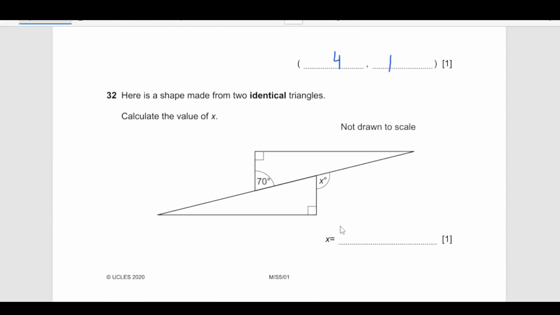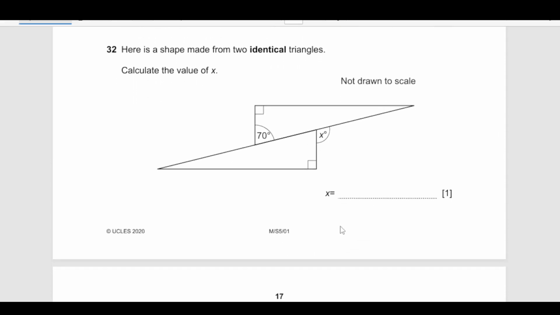Here is a shape made from two identical triangles. Calculate the value of x. If this is 90, this is 70. The triangles are identical, and this is the base here. If this is 90, this angle is equal to this one, and this is going to be equal to this one. If this is 70, then x plus this is an angle on a straight line. So that means x plus 70 is going to be 180. So x is going to be 110 degrees.